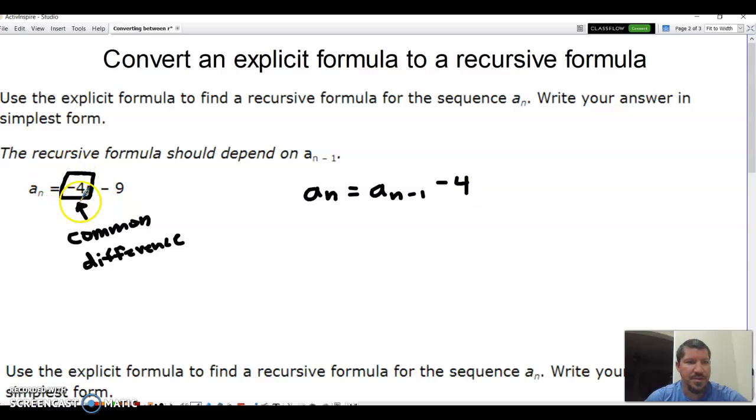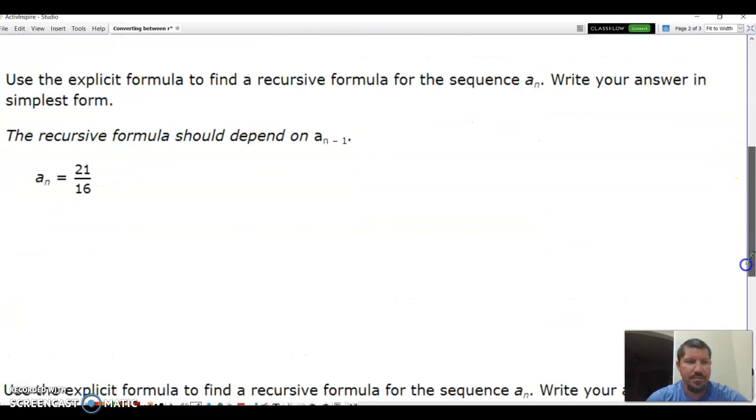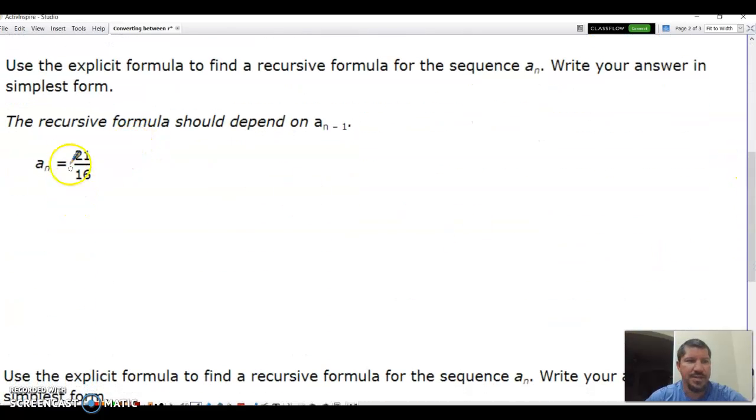Anytime it's one of these, there you go. If it's arithmetic, that number right there is what you're adding or subtracting every time. Again, this is really easy. This is a constant function, right? Constant. Whenever it's constant like that, then it's a sub n equals a sub n minus 1, and you're finished.